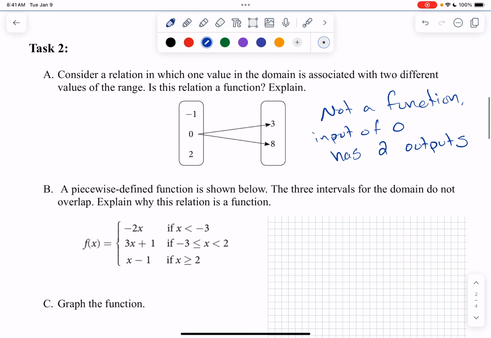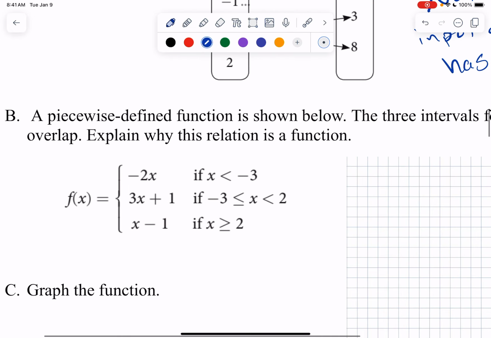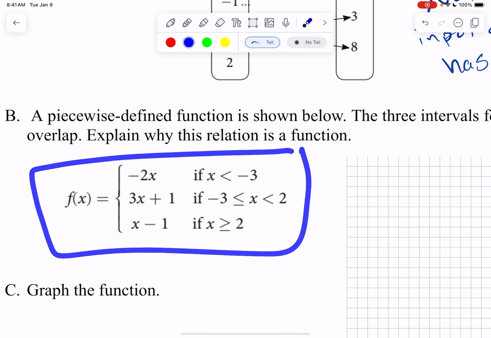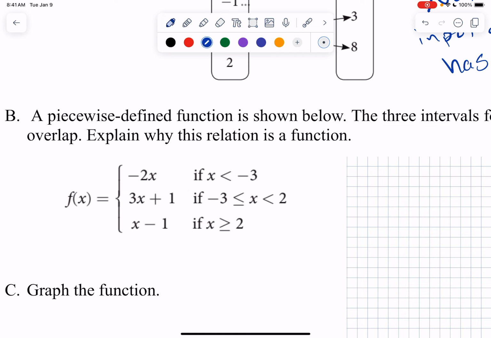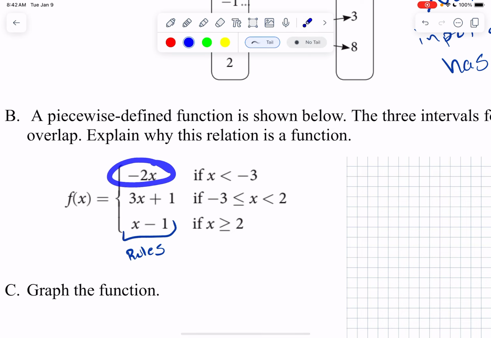Okay, so when we look at the rule for a piecewise defined function, here's what it looks like if we're looking at the equation. It has different rules. This one has 3 different rules. Each one of these are the rules. They tell you what to do. Like the first rule, I take my input and multiply by a -2. My next rule is take the input, multiply by 3, and then add 1. And my last rule is take my input and subtract 1.